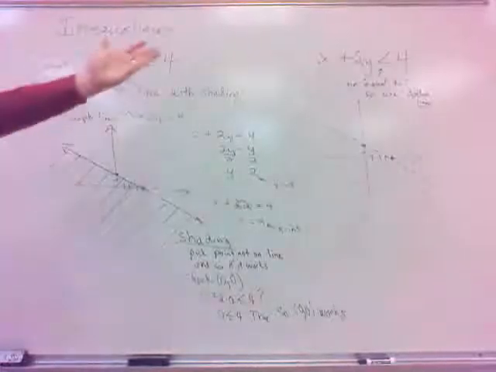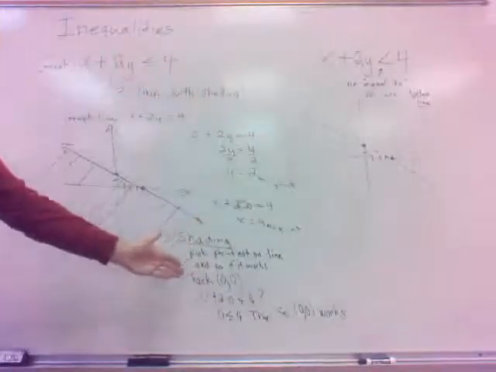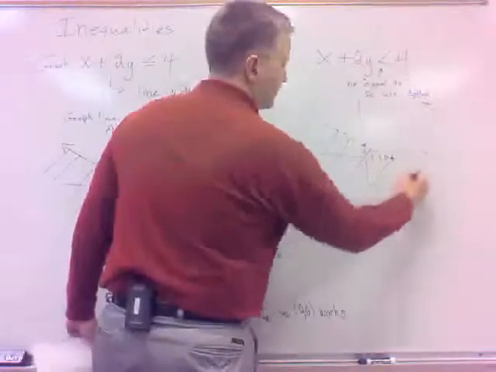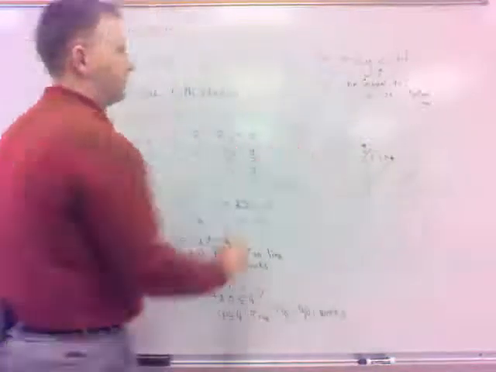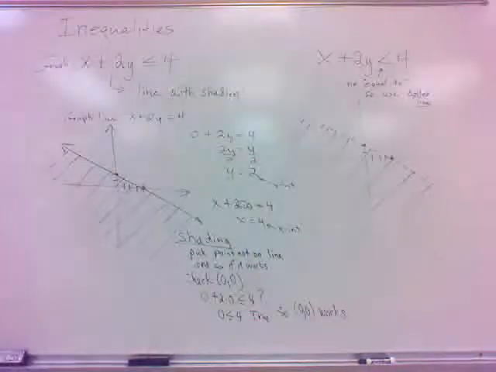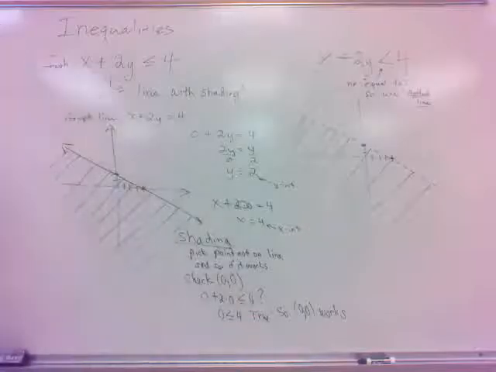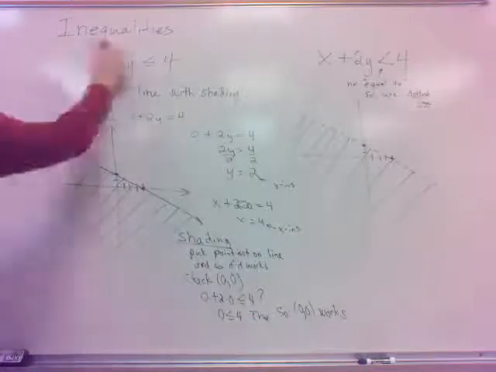It is still less than, so 0, 0 would still work, right? So I'd still shade this side of the graph. So everything stays the same except dot the line in. Okay? All right, well, it works the same if you have parabolas, circles, same idea.